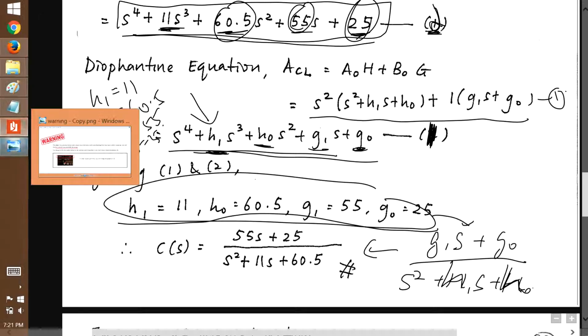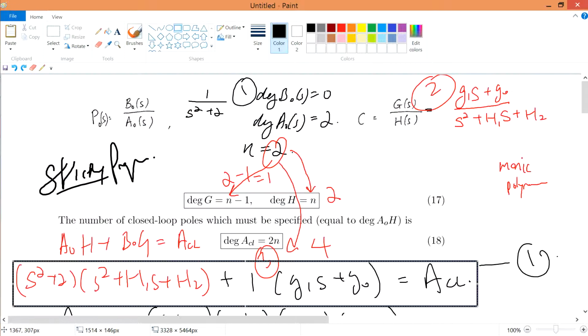So this is the same thing. I didn't cheat you. We started off saying that we want to know these values over here, G1, G0. So now we have all these values, we just sub in over here and that's it.